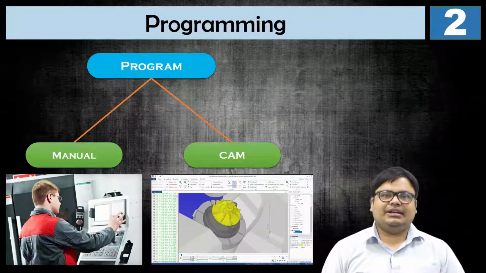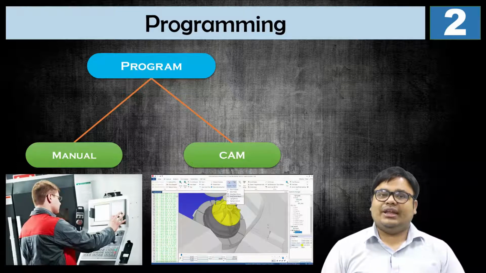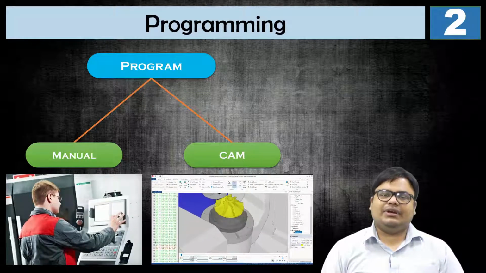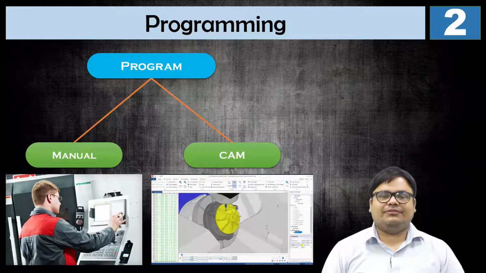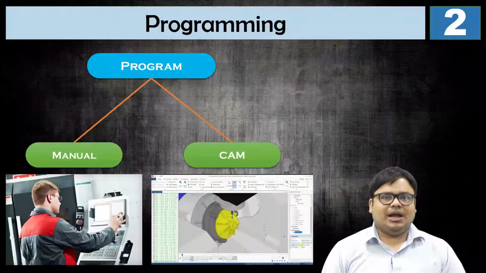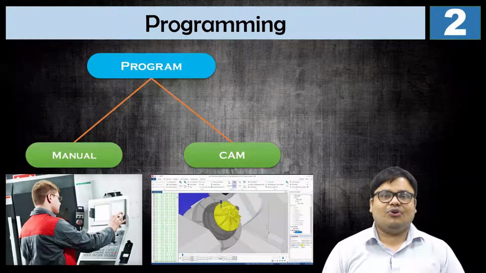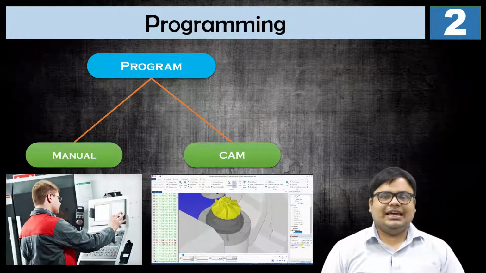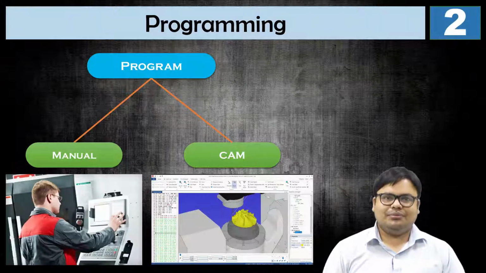So these are the two different types of programming: one is manual programming, another is CAM programming. When a complicated or big profile is there, then definitely we have to go for CAM programming, because writing thousands of lines, or even more, takes a lot of time, and a single mistake can hamper the program. So for complicated profiles we prefer CAM programming most of the time. If it is a small job or small profile, then we can easily go for manual programming.